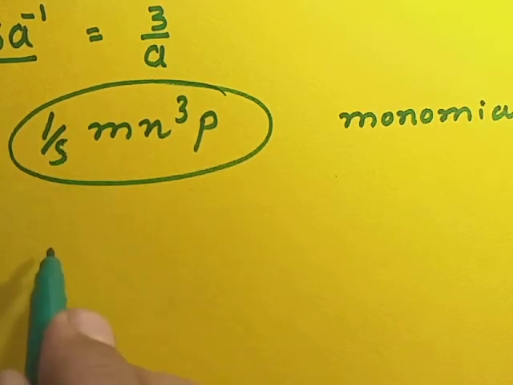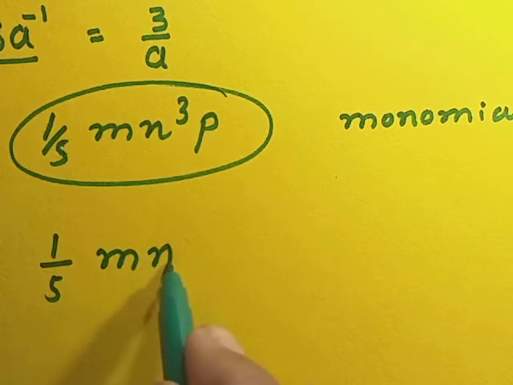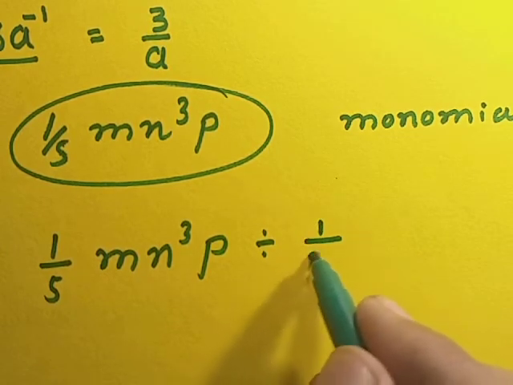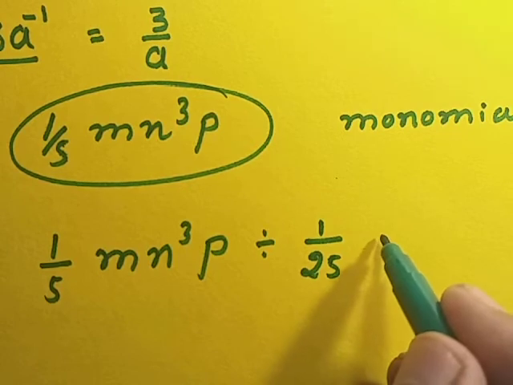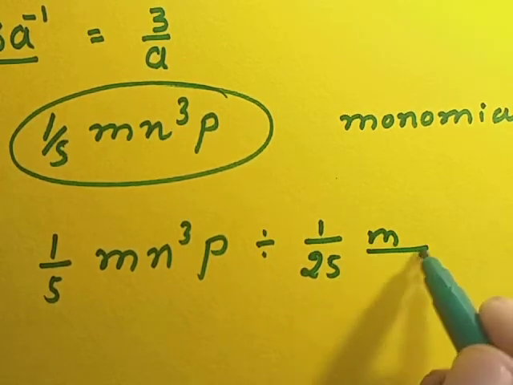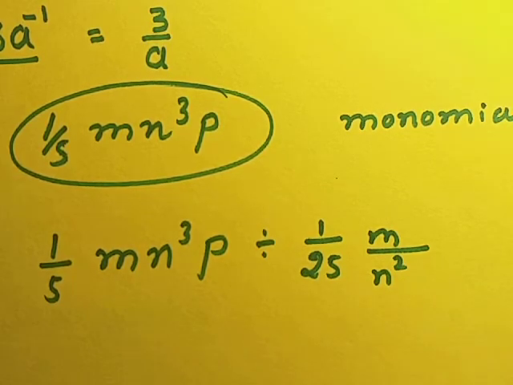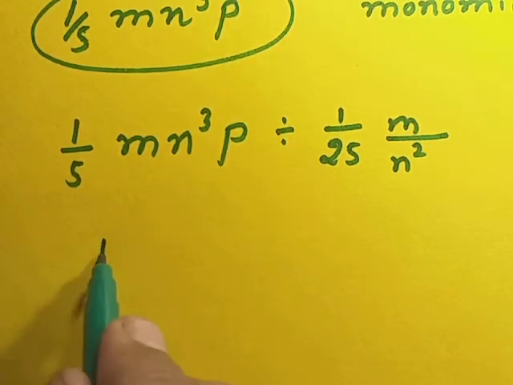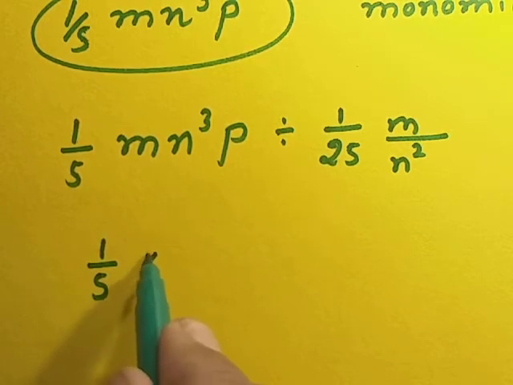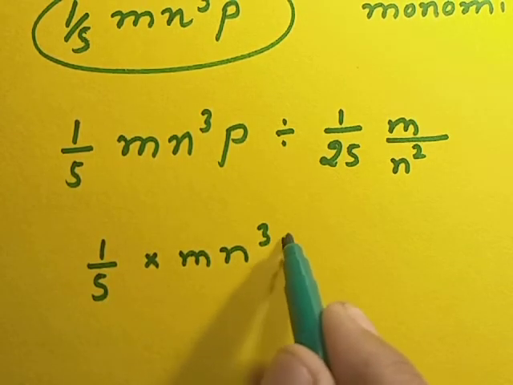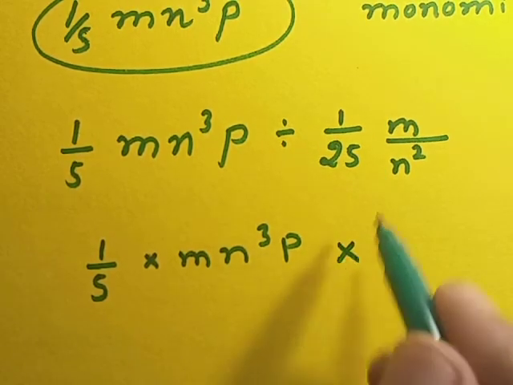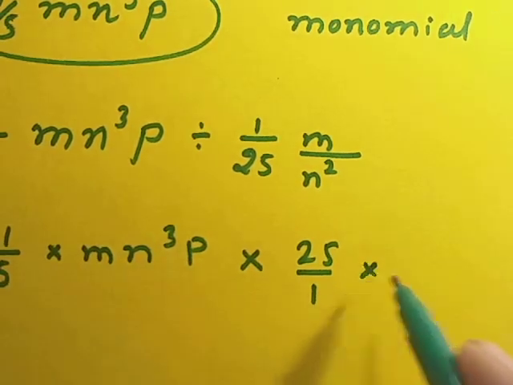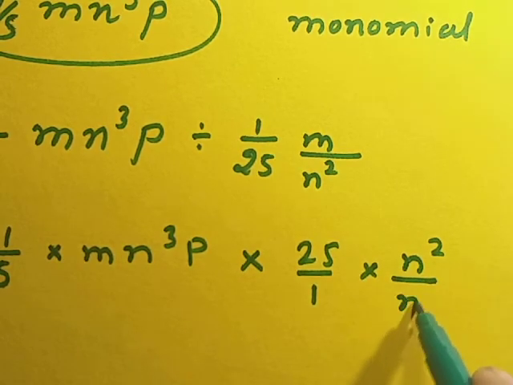Supposing this monomial 1 by 5 mn cube p is divided by 1 by 25 m by n square, then the division can be done in a simple method. 1 by 5 into mn cube p, when divided by 1 by 25 m by n square, becomes 25 by 1 into n square going above and m coming to the denominator.